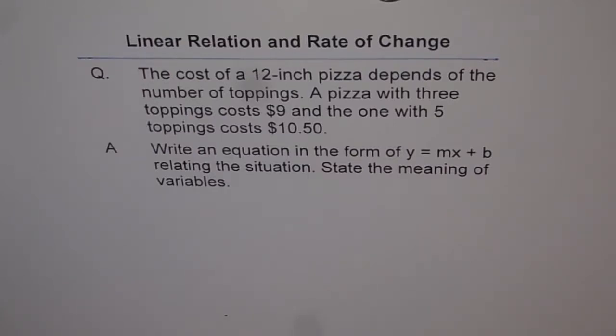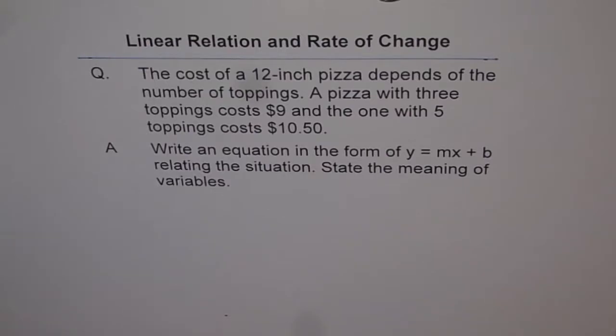Now the question is, the cost of a 12-inch pizza depends on the number of toppings. A pizza with 3 toppings costs $9 and the one with 5 toppings costs $10.50. Write an equation in the form of y = mx + b, relating the situation, and state the meaning of the variables.